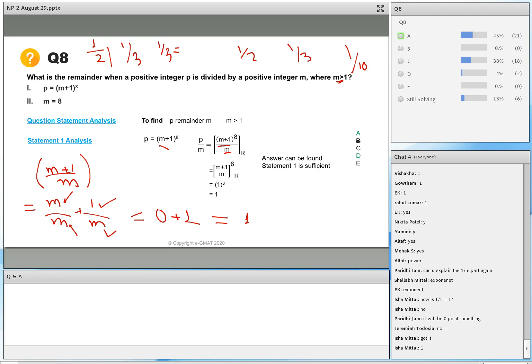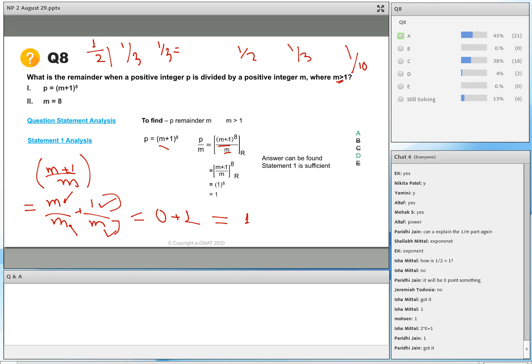Please tell me, what is the remainder when I divide the number 1 by the number 3? It's equal to 1 only, right? Because the quotient is equal to 0, right? I've done the same thing over here. When 1 is divided by m, which is a number greater than 1, the remainder is equal to 1, right?